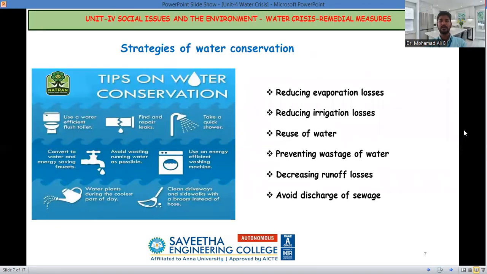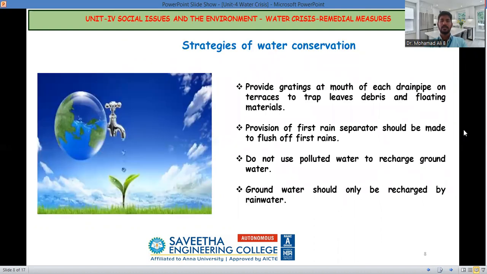So the strategies of water conservation: reducing evaporation losses, reducing irrigation losses, reuse of water, preventing wastage of water, decreasing runoff losses, and finally avoiding discharge of sewage. Continuing the strategies of water conservation, we provide gratings at the mouth of each drain pipe on terraces to trap leaves, trash and floating materials. Provision of a first rain separator should be made to flush off first rains. Do not use polluted water to recharge groundwater. Finally, groundwater should only be recharged by rainwater. So these are all the strategies we have to follow for water conservation.